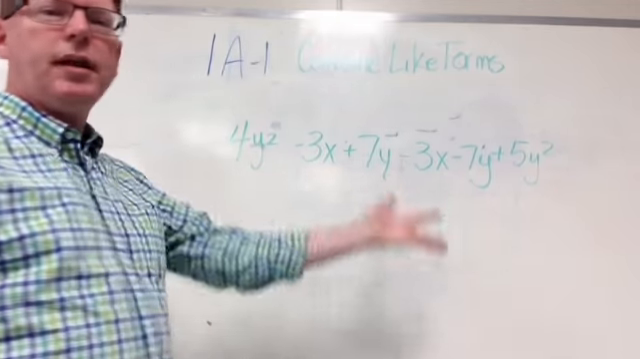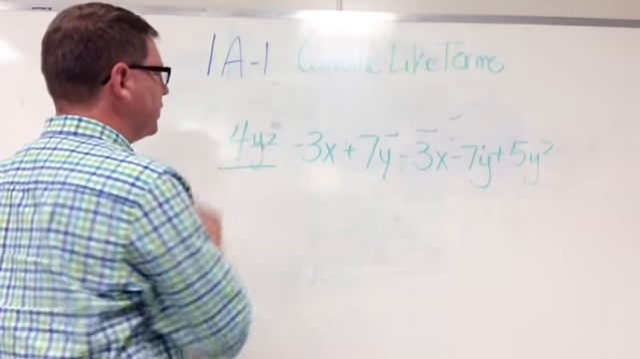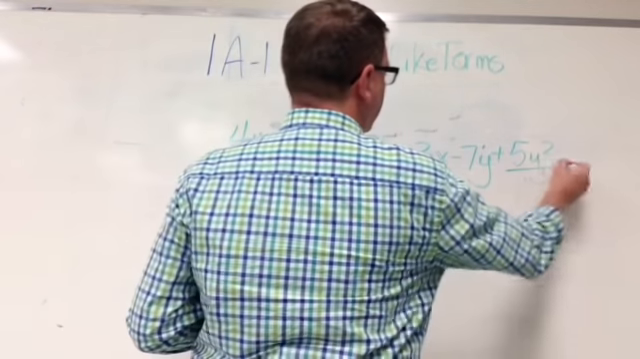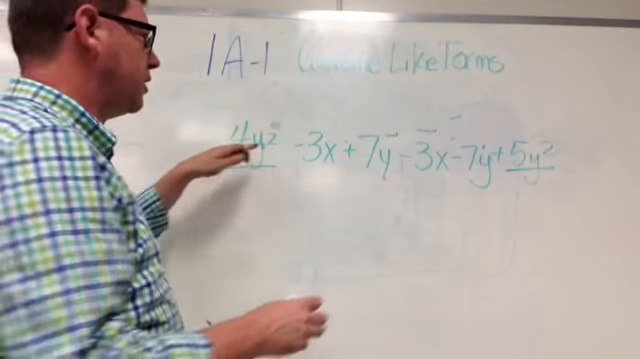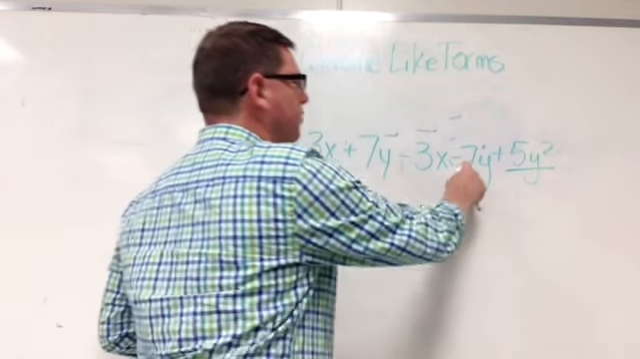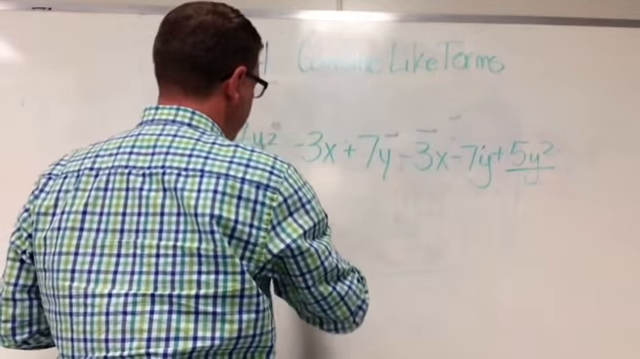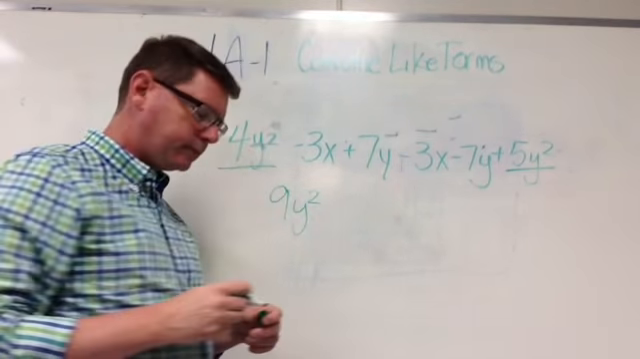So now I'm going to look for my like terms. I start with 4y squared. Let's just start there. Do I have any other y squareds? Why, yes, I do have a y squared. I have a 4y squared plus a 5y squared, because the sign right in front of it tells me whether it's plus or minus. 4y squared plus 5y squared is 9y squared.